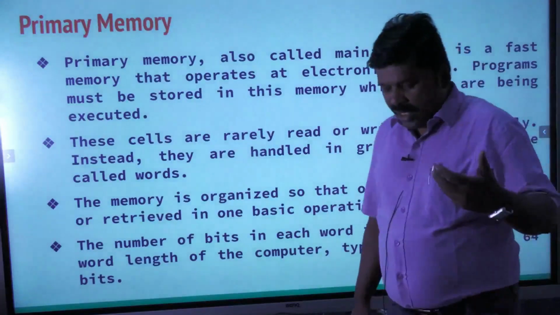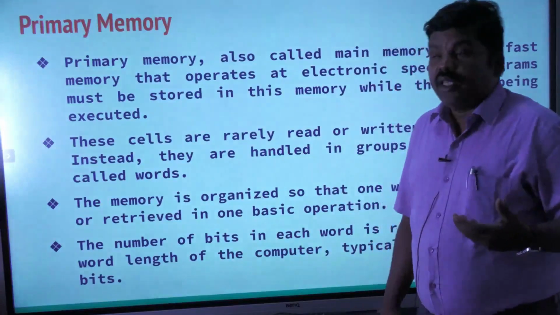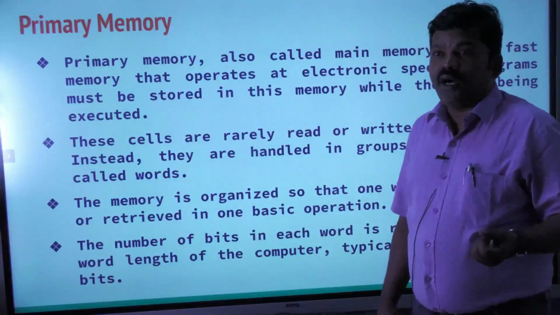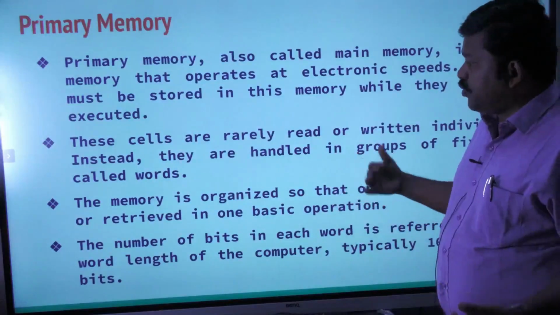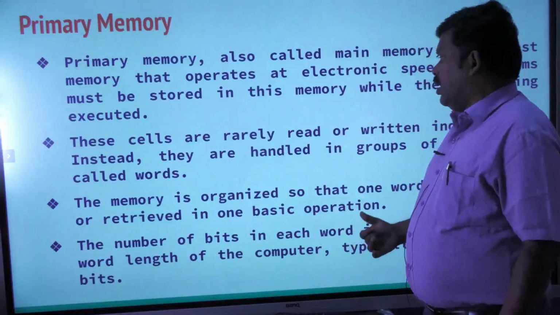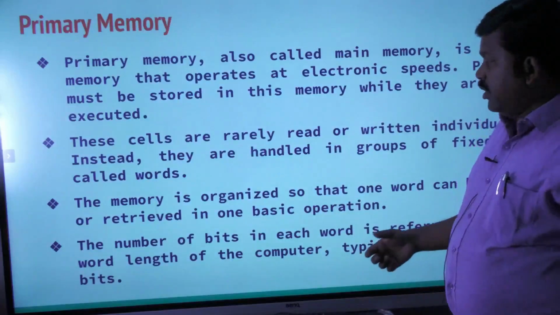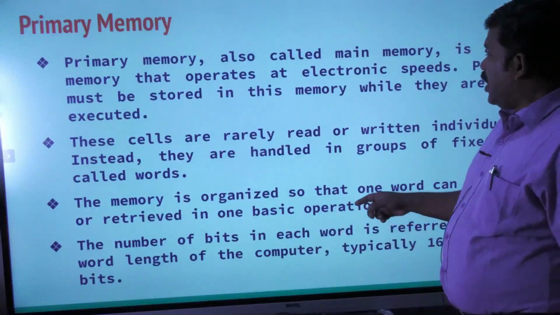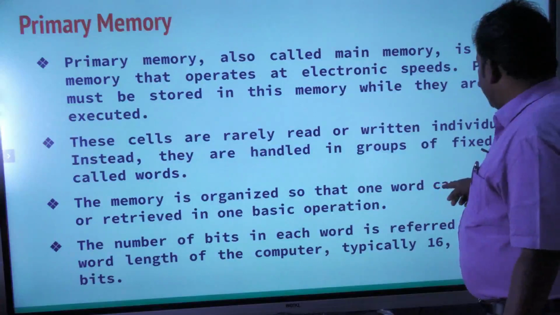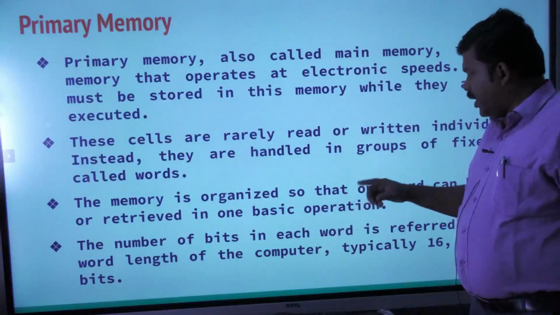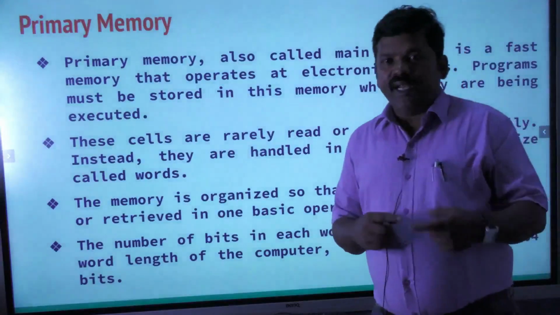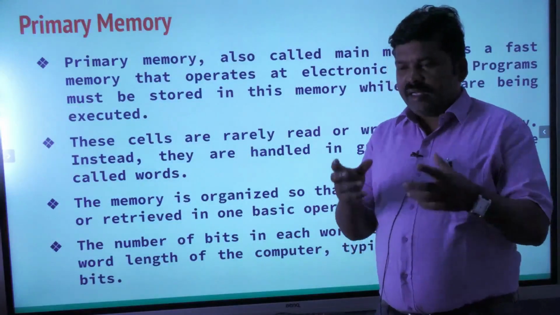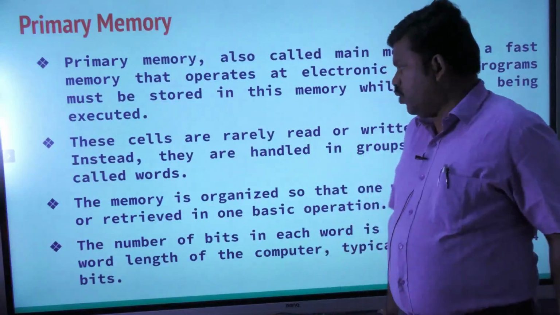Some conventional systems use only a 16-bit word or 32-bit word, while modern computers are also using a 64-bit word size. It depends upon the architecture. The memory is organized so that one word can be stored or retrieved at a time for one basic operation. All the data will be stored within the size of one word.